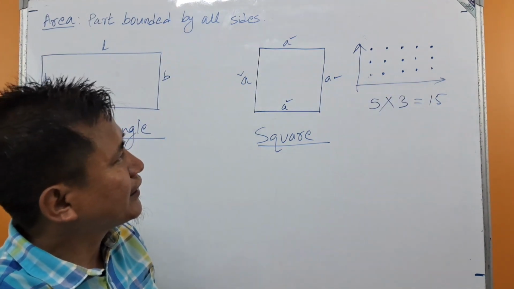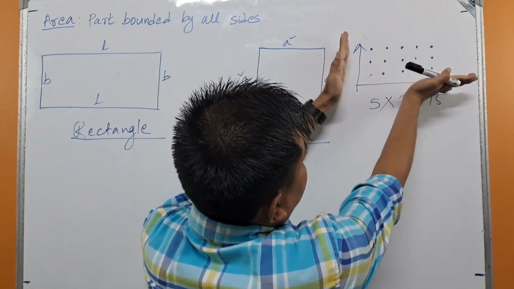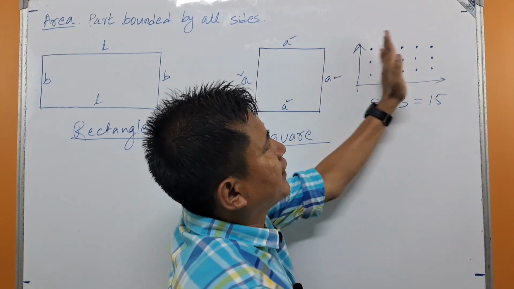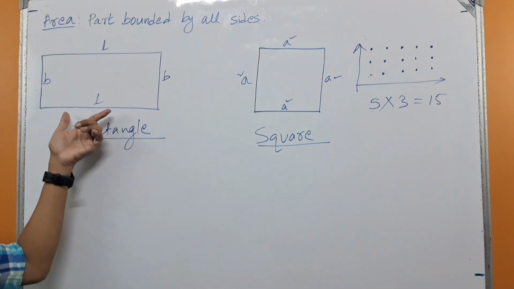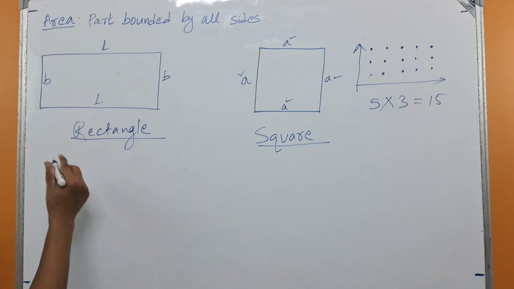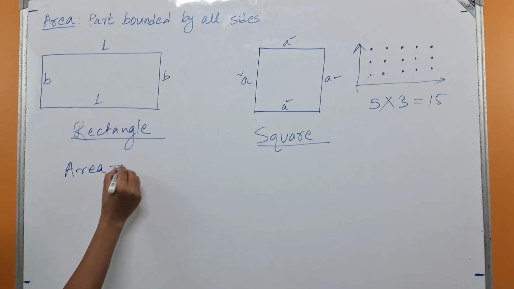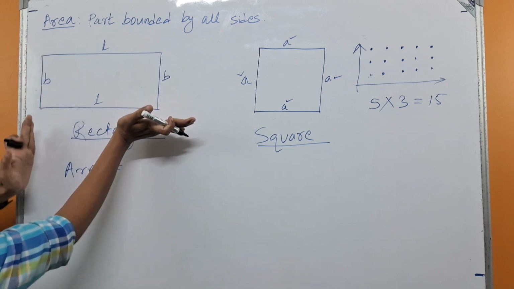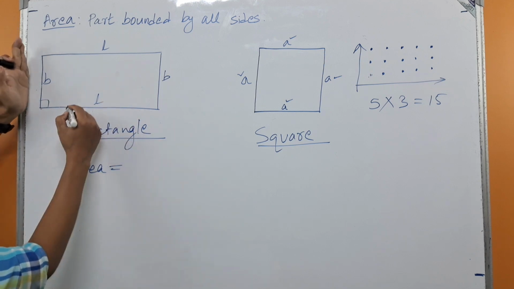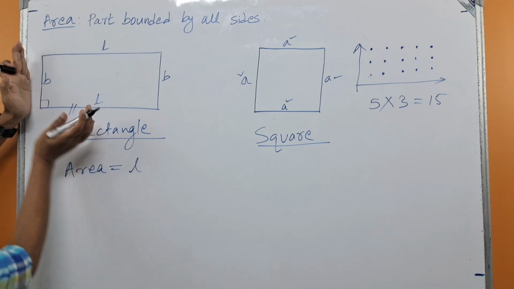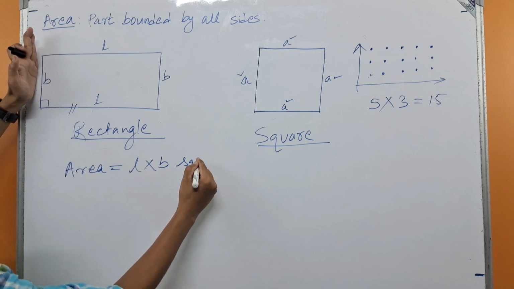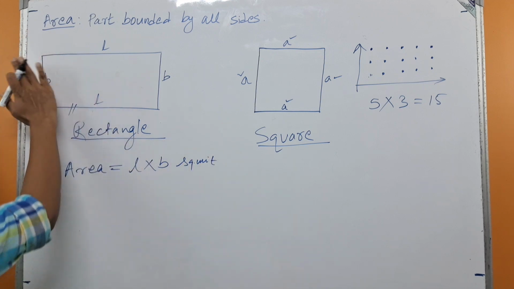So basically the idea is we multiply the adjacent sides. This side with this side. When we multiply the adjacent sides, we get the number of dots. The same idea is applied in case of rectangle and square as well. To find the area of rectangle, we multiply the adjacent sides. This side multiplied with this side. This is 90 degree here, so we multiply the adjacent side. This side, that is L, and this side, that is B. L times B square unit. So this is the area of this rectangle.